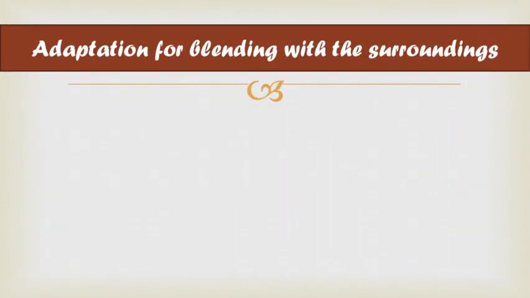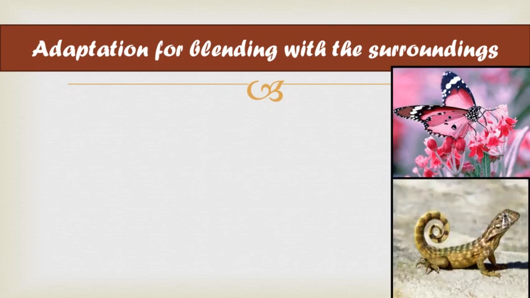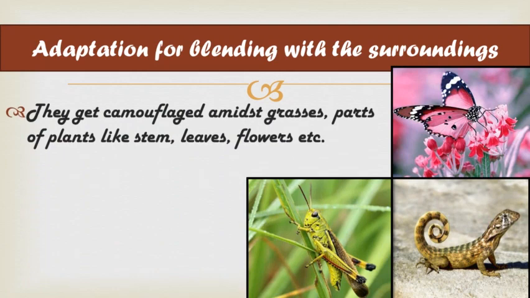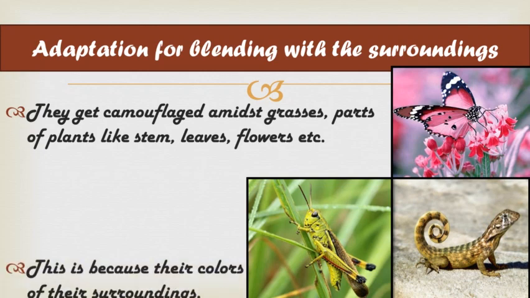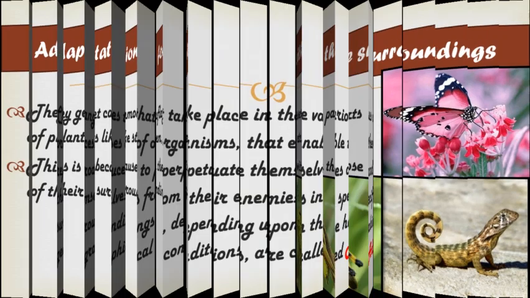Next is adaptation for blending with the surroundings. So students, we cannot easily spot colorful butterflies, lizards and grasshoppers. They get camouflaged amidst grasses and parts of plants like stems, leaves, flowers, etc. That is because their color blends with that of their surroundings. That means they have the ability to change color according to the surrounding environment.